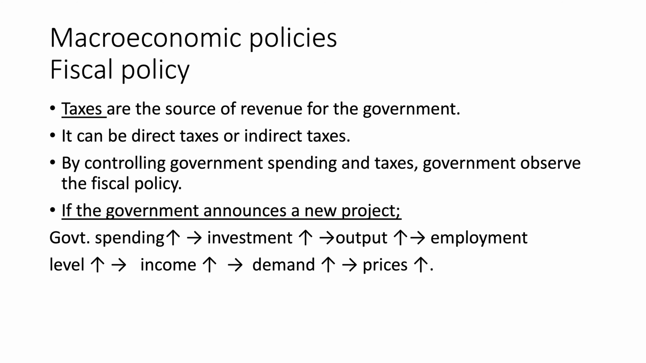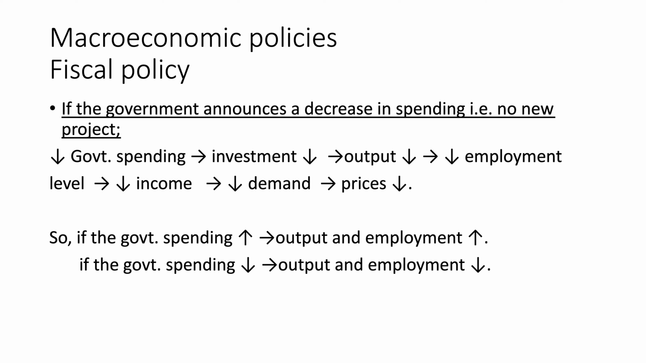But it could be possible that the government announces a decrease in spending as well. Let's say that in a budget, the government announces that there will be no new projects. It means that government spending on developmental projects is reduced. So when the government spending reduces, all other variables are going to show a downward trend as well. Investment is going to be reduced, lower spending, lower investment. Output is going to decrease as well because the production process is going to be affected as no new project is started. Output reduces, which means employment level reduces, people are out of the job.